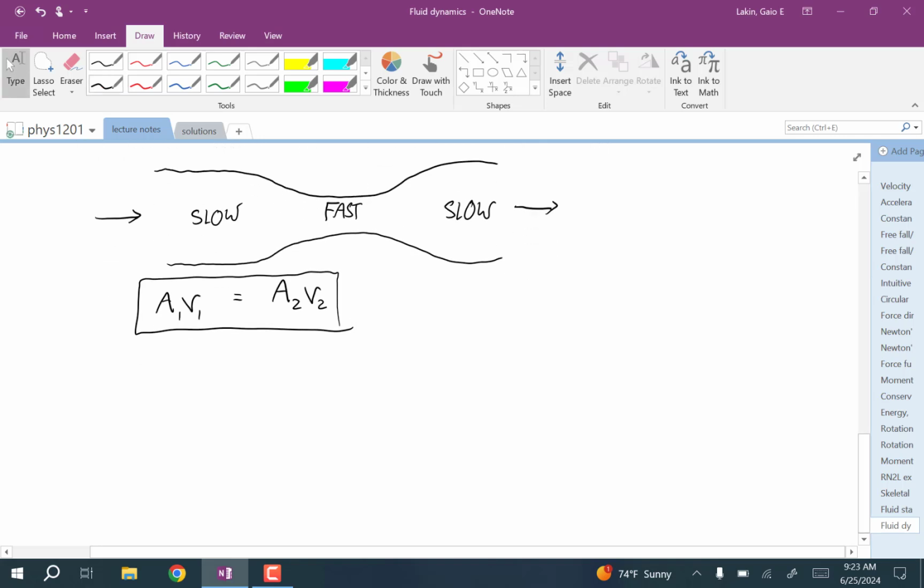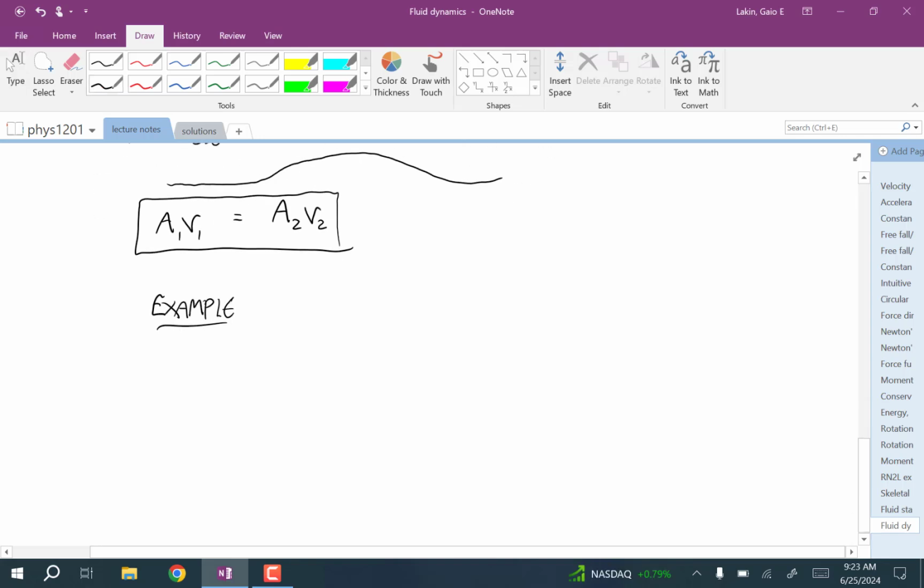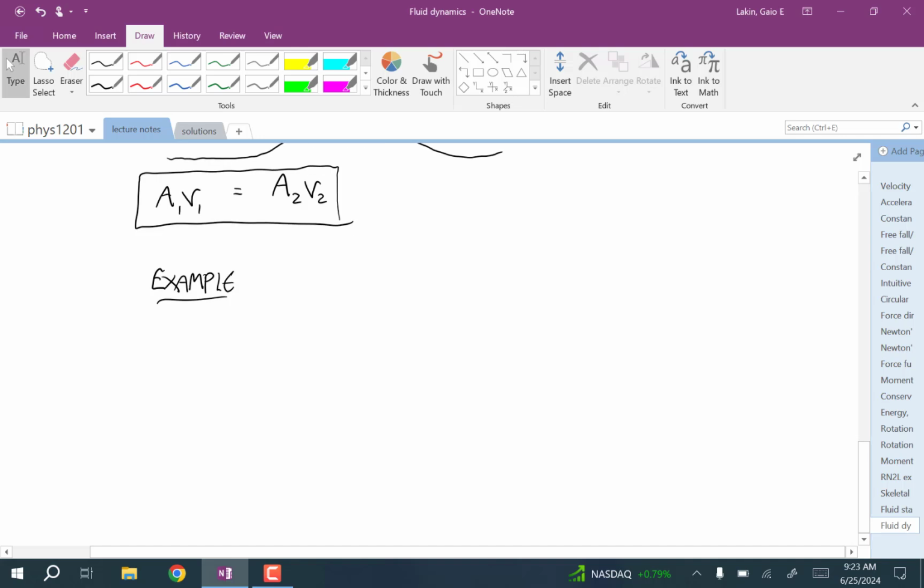Okay, let me give an example. So let's think about blood circulating through the body. Blood leaves the heart through the aorta, the main blood vessel leaving the heart, the only blood vessel leaving the heart, besides the blood that's going to be oxygenated in the lungs. So all the blood that's going to be circulated throughout the body goes through the aorta.